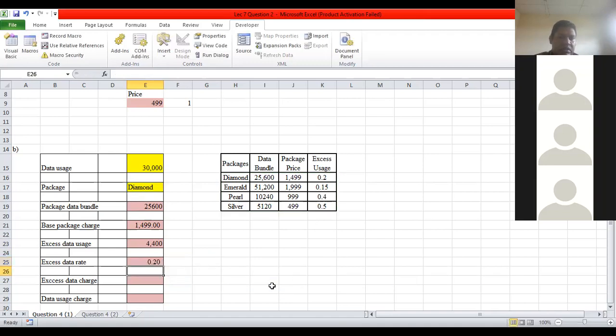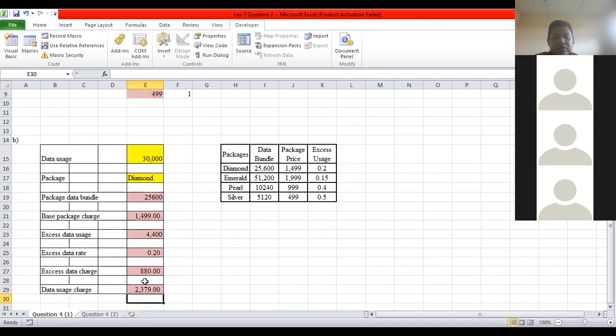Good. Right, then the excess data charge, you can simply apply multiplication: the excess data multiplied by the excess data rate. The data usage charge is going to be the base charge plus the excess data charge. Right, perfect. You have done it very nicely. Very correct. So if you have any question on this, now you can raise the questions, then we can discuss depending on that.